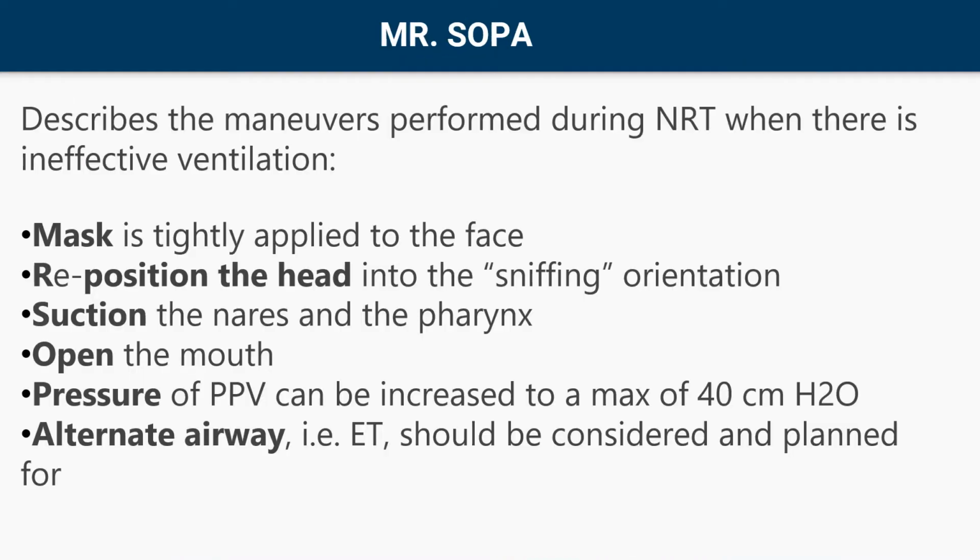Okay. So this is the Mr. SOPA. The first is mask tightly applied to the face. So if the baby is preterm, you need to use a small mask. If the baby is term, you need to use the term mask. Reposition of the head, that is the sniffing position that I told you. And if you're not using the cloth behind the shoulders, you need to use it because that can help you a lot. Suction of the nares and the pharynx.